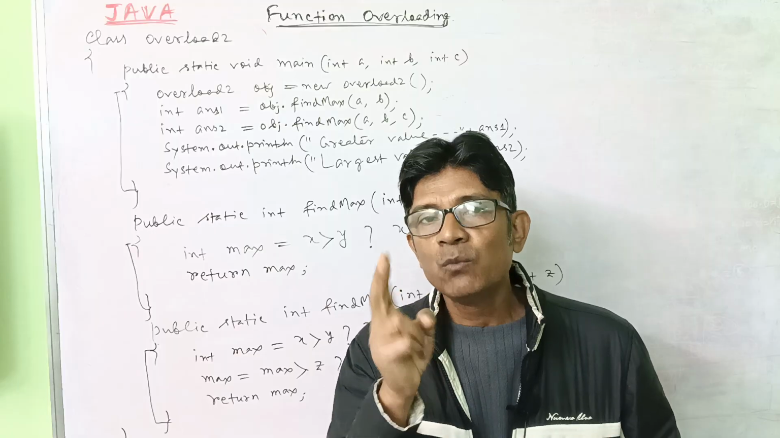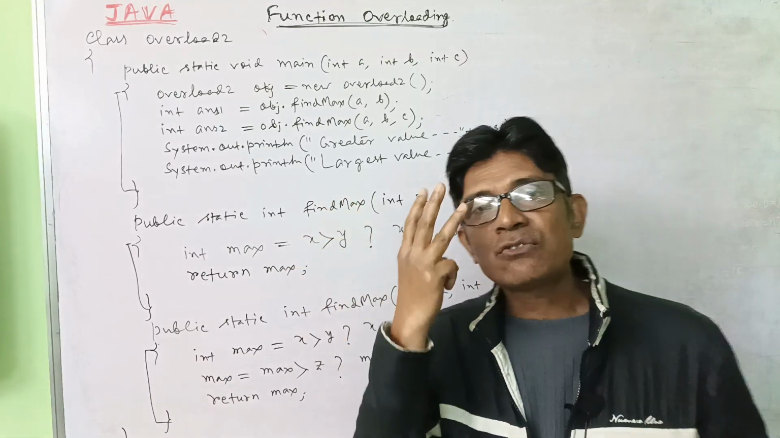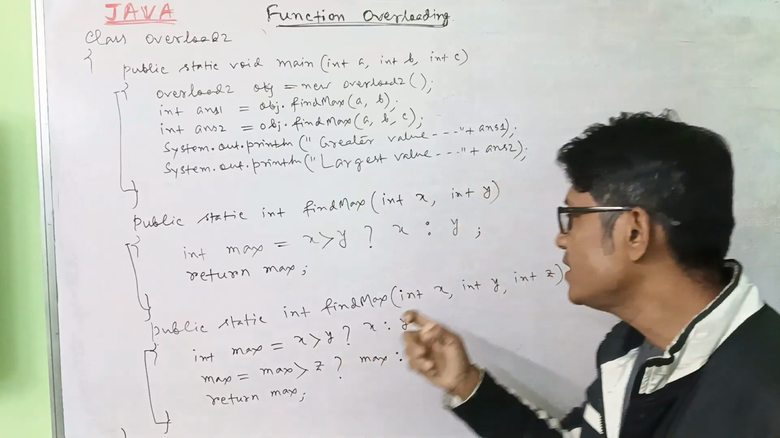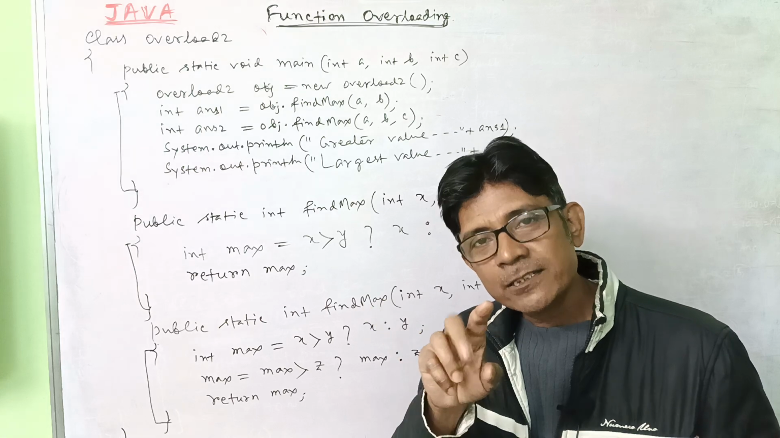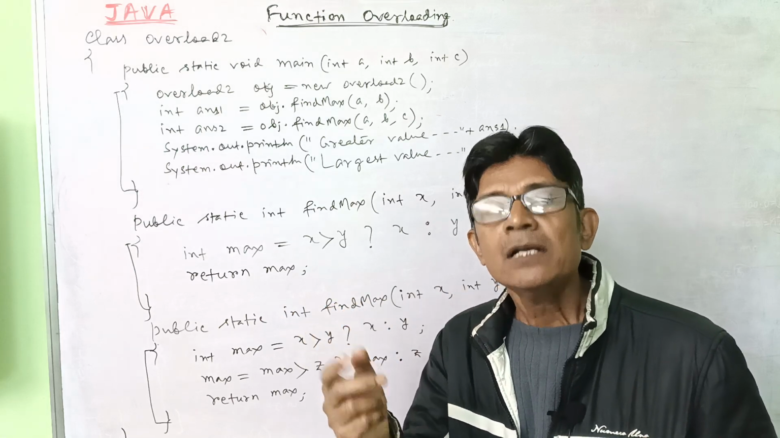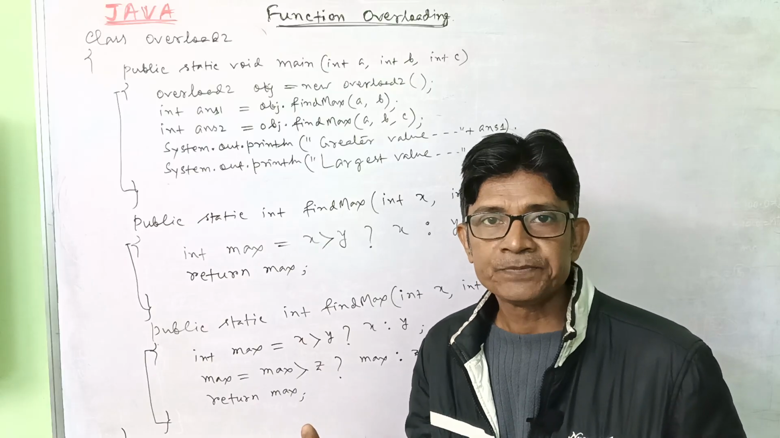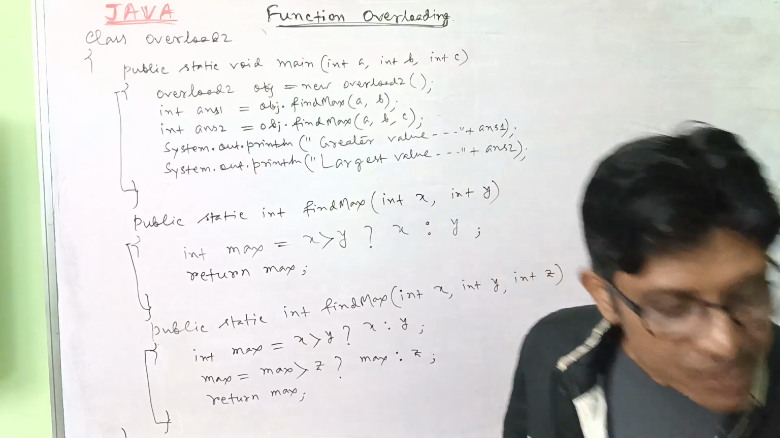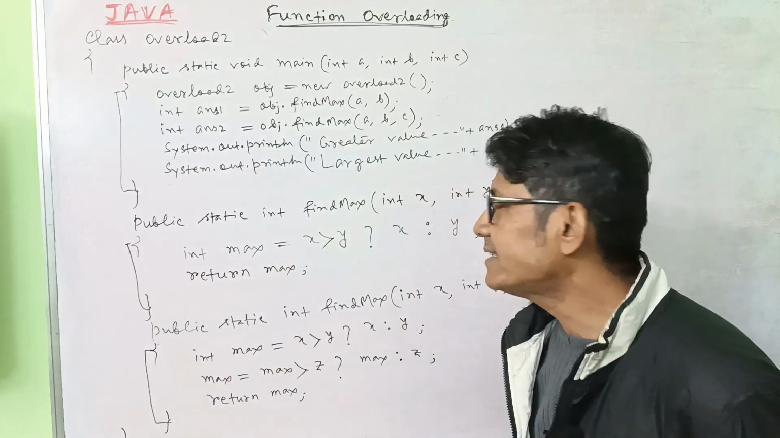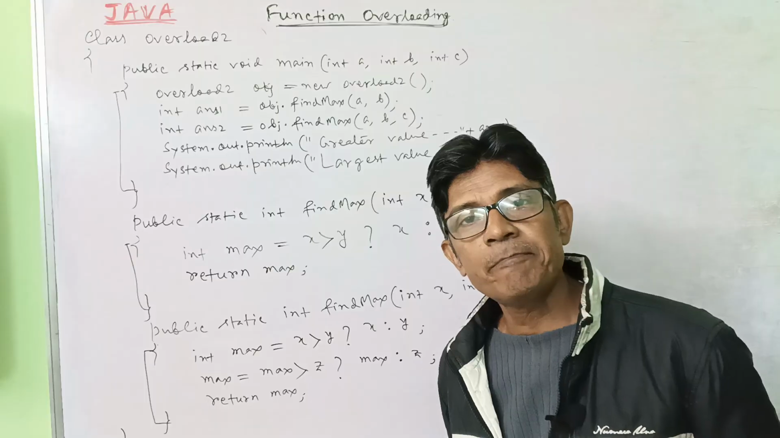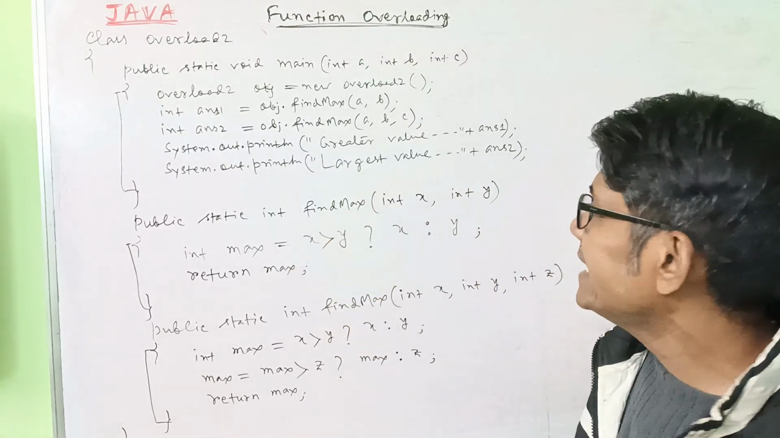Two numbers we will pass into the first function, and three numbers we will pass into the second function. The first function will return the greater value. The second function will also return the largest value. So both the functions will return the highest value. But you see that I have given the function name find max.